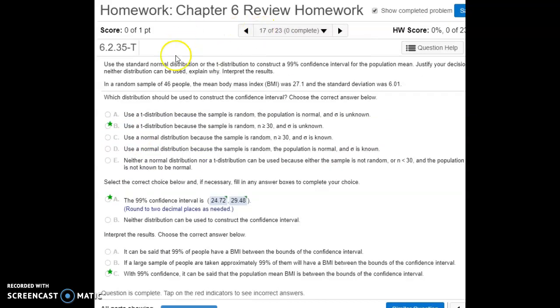And number 17, we're going to decide whether to use the normal or the t-distribution. We'll be making a 99% confidence interval for our population mean. And here's the information about our sample. The size is given, the mean of the sample is given, and the standard deviation of the sample is given. Now, nowhere does it say what the population standard deviation is, and because of that, we have to use the t-distribution instead of the normal distribution.